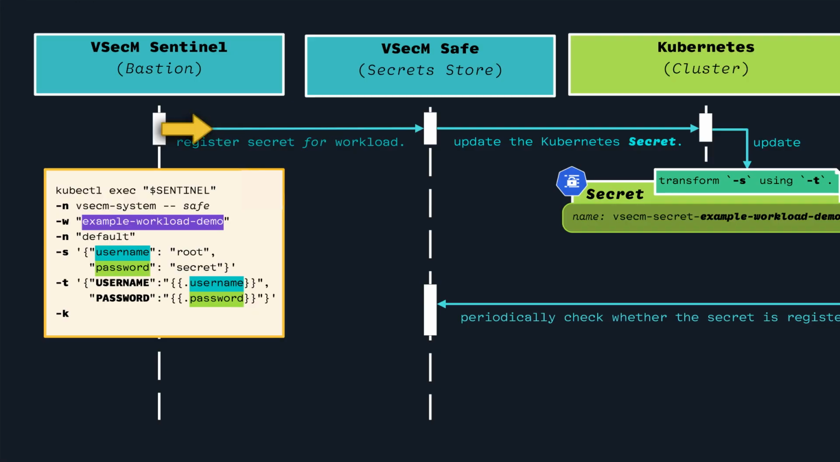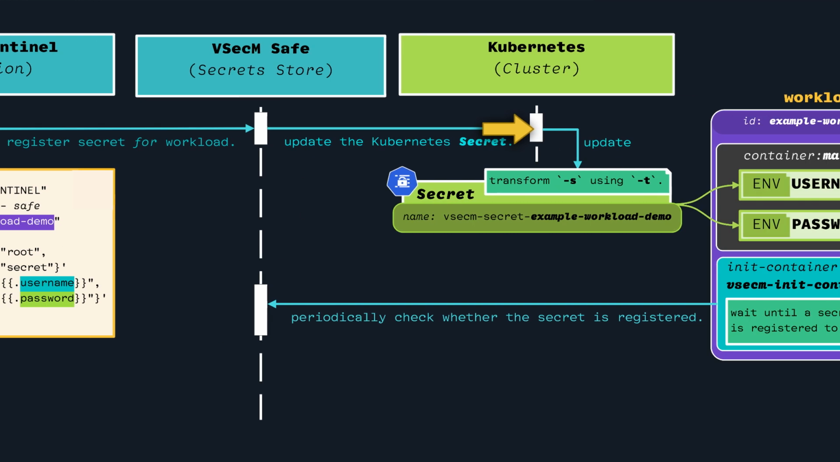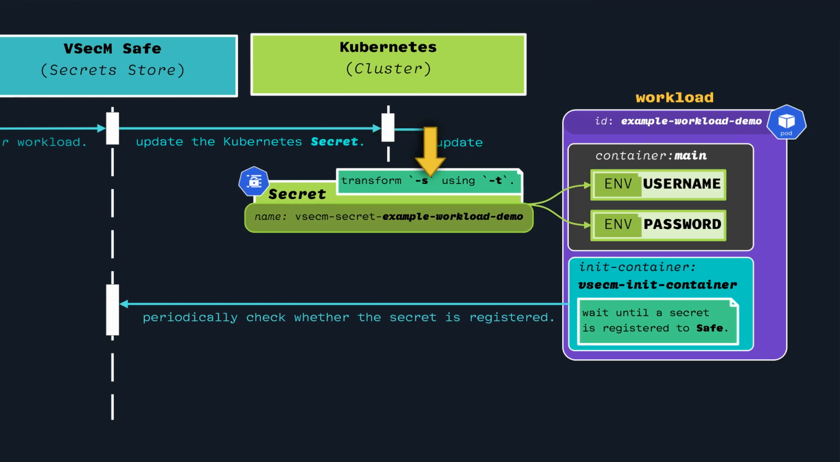Your secret is registered to VSecM Safe, and VSecM Safe updates the Kubernetes secret, adding the transformed values into the Kubernetes secret. Your workload has an init container polling VSecM Safe for registered secrets. When the init container finds a secret is registered, it lets the main container initialize, and the main container will consume the generated Kubernetes secret as it pleases, either mounted as a volume or mapped as environment variables.